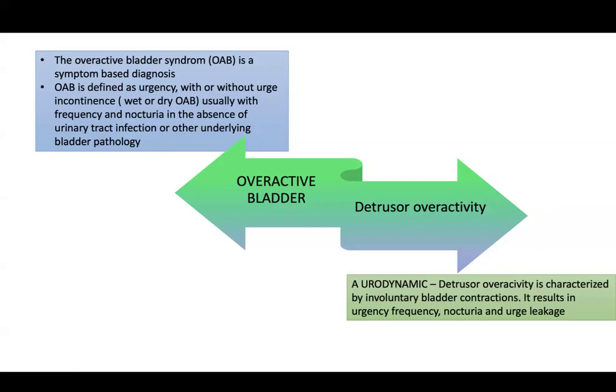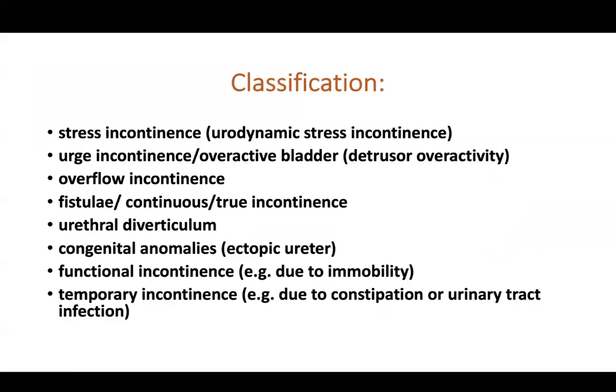Okay, so this is the difference between detrusor overactivity and overactive bladder. Now the classification of urinary incontinence. The classification consists of stress incontinence, urge incontinence, mixed incontinence, overflow incontinence, and continuous or true incontinence. The other name is fistula, vesicovaginal or other type of urinary fistula. Others are urethral diverticulum, congenital anomalies like ectopic ureter, functional incontinence due to immobility, and temporary incontinence. This information I have taken from Start2G.